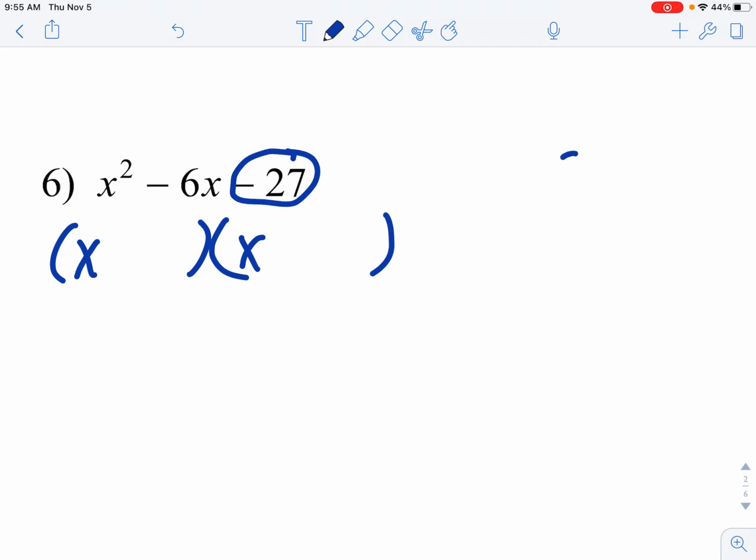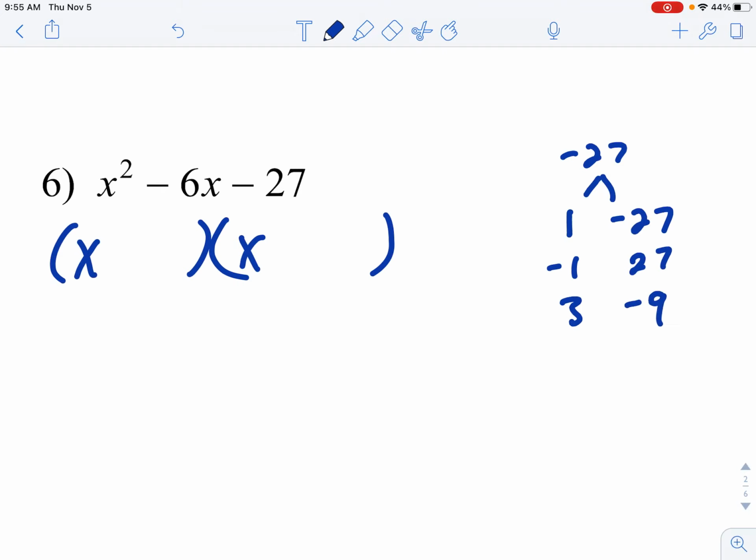Take this last number and make a little chart. What numbers will multiply together to equal negative 27? Well, you can do positive 1 times negative 27, or negative 1 times positive 27, 3 times negative 9, negative 3 times positive 9, and I think that's it. Just knowing my times tables, that's it. Now just look through. Which pair of numbers are going to combine to give you negative 6? Well, positive 3 and negative 9 combine to give you negative 6. I'm going to emphasize this with a plus sign there. Positive 3 and negative 9 is negative 6. So put plus 3 minus 9, and we're done.